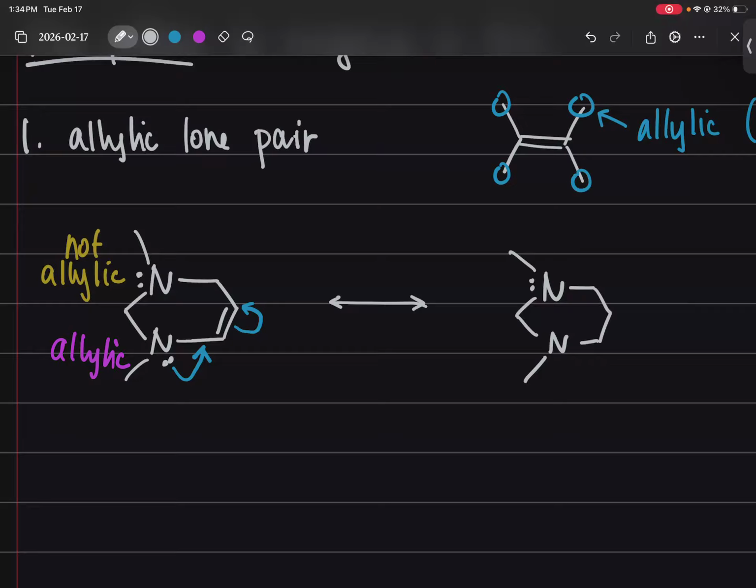Okay, so now we draw the results of the arrows. Well, the lone pair on the nitrogen at the bottom is moving to make a double bond to that carbon. Okay. And then the pi electrons from the old carbon-carbon bond are moving up onto the carbon atom itself. So we get a lone pair on that carbon.